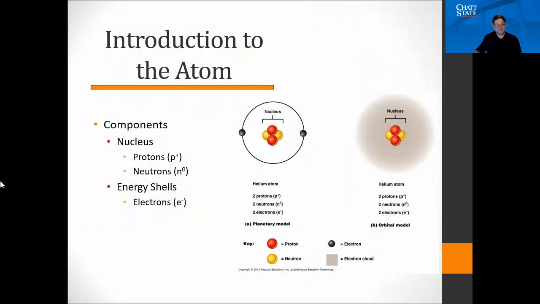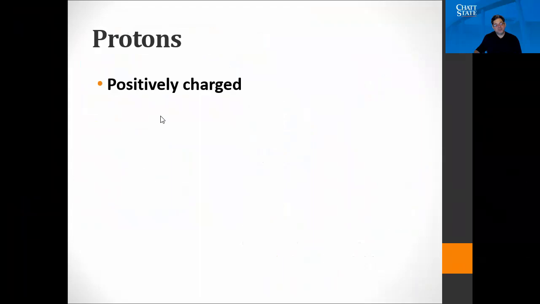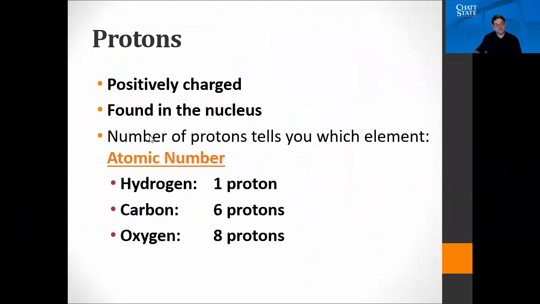Okay. So moving on, here's our big data right here. Protons are positive. They're found in the nucleus. And they give us what's called the atomic number. So if I tell you that the atomic number of hydrogen is 1, it means it has 1 proton. If the atomic number of carbon is 6, which it is on the periodic table, then it's simply identifying that carbon has 6 protons.